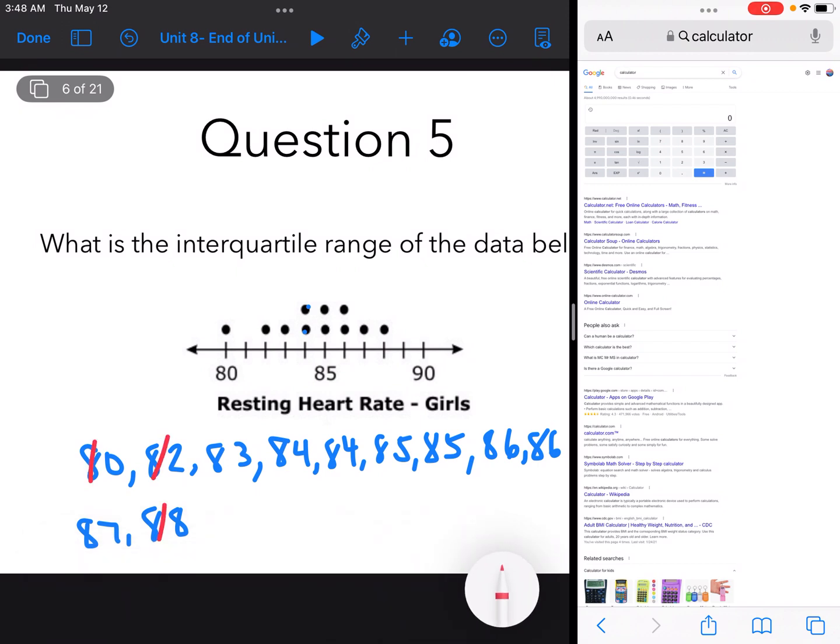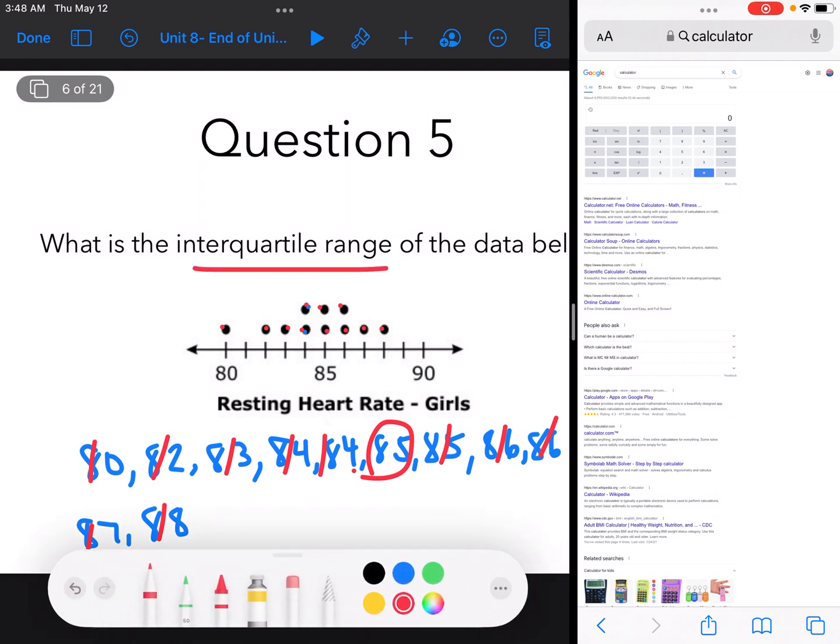So I cross off on either end. And I'm just going to double check my dots. 1, 2, 3, 4, 5, 6, 7, 8, 9, 10, 11. So yep, I have the right number of numbers. I have 5 numbers before the circle, and 5 numbers after the circle. So I know 85 is the median, but that's not going to give me my interquartile range.